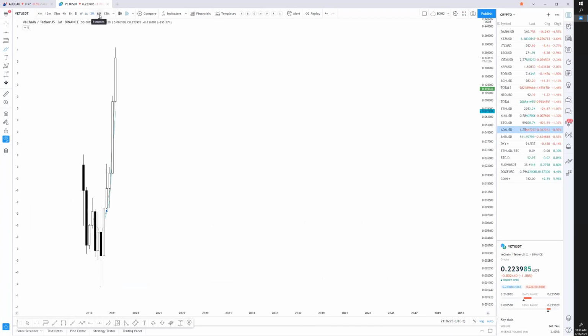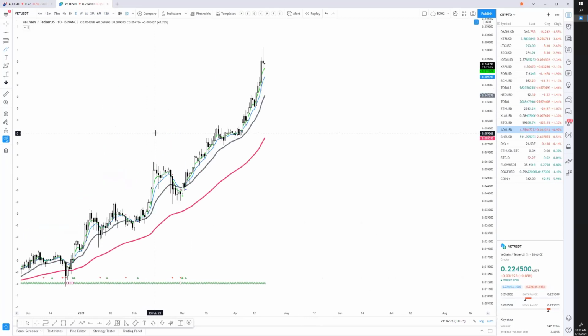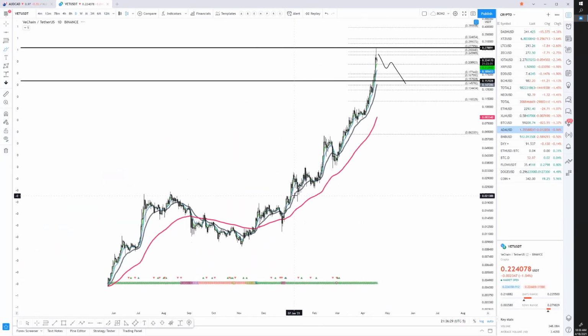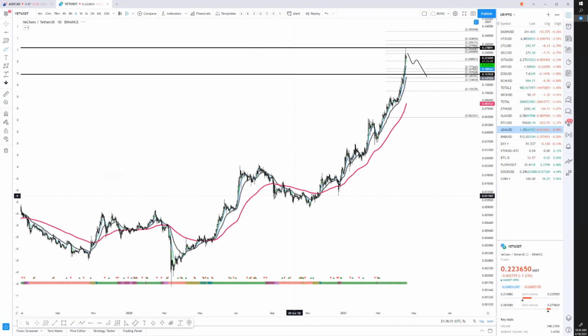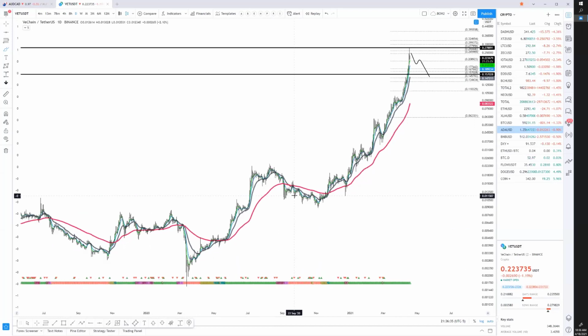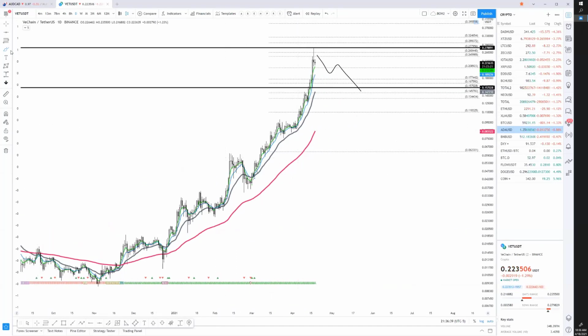Wala rin problema on 3 months. So swing trade ka lang because the daily sucks. And this is your range. Lakas pala nito, ano? Wow. So you look for a base. So ang trabaho mo ngayon, just look for base.